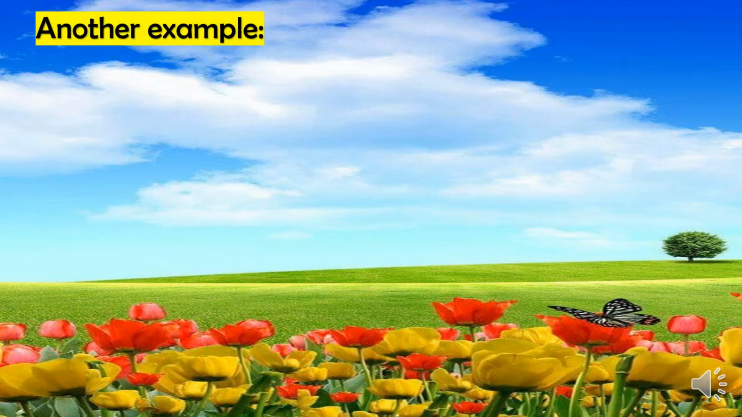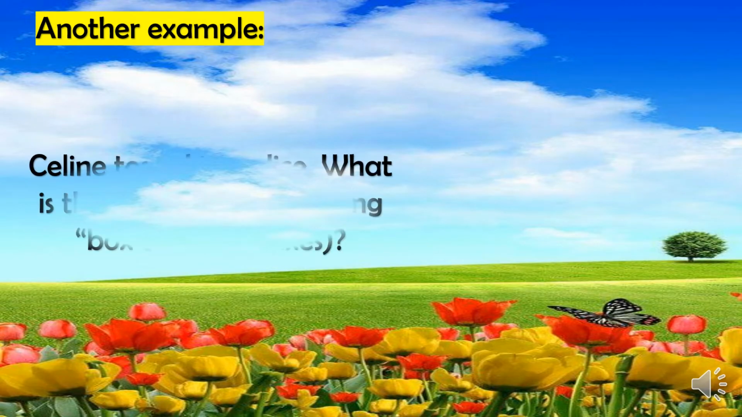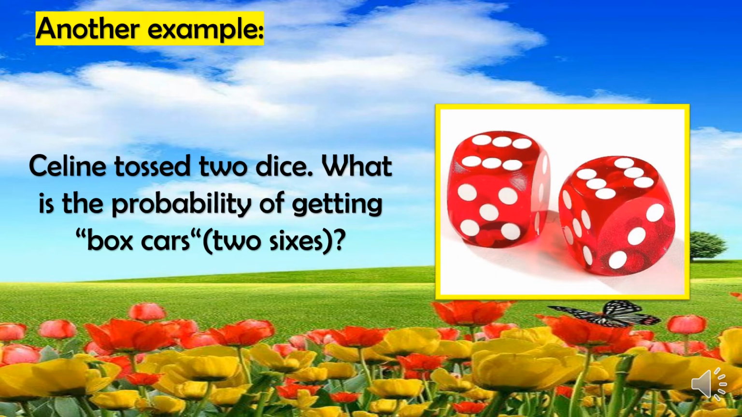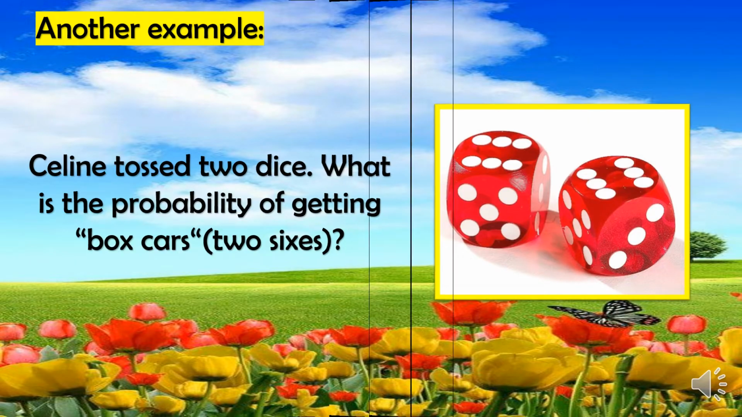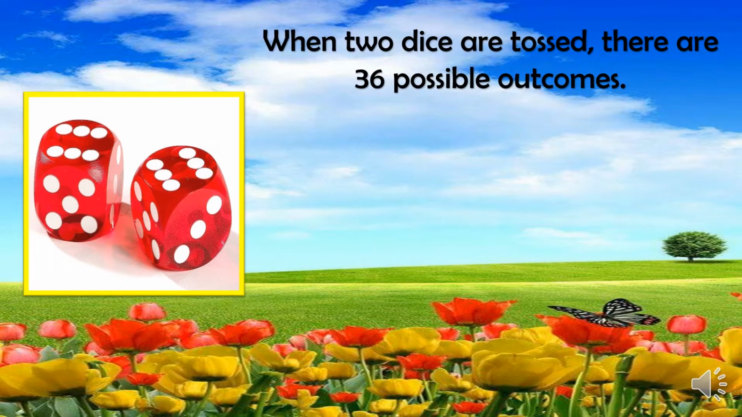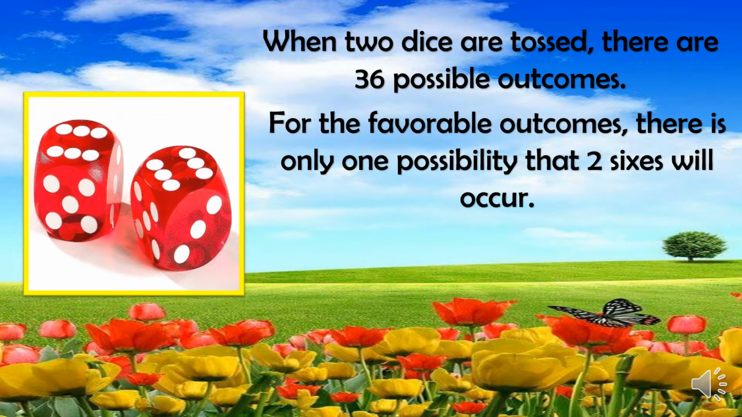Let us take another example. Celine tossed two dice. What is the probability of getting boxcars or two sixes? When two dice are tossed, there are 36 possible outcomes. For the favorable outcome, there is only one possibility that two sixes will occur.